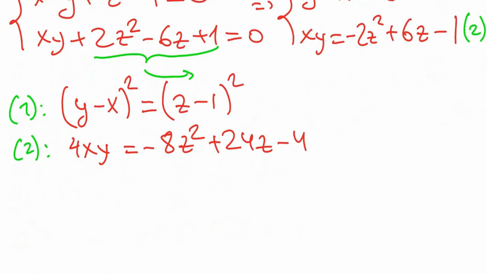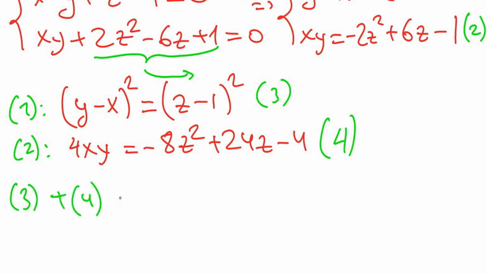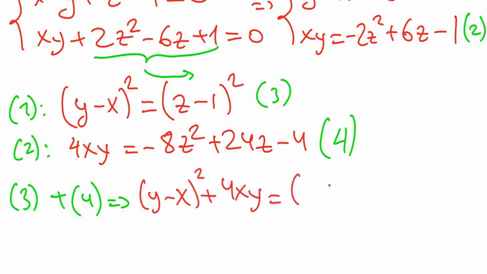Now again, let me label each equation. So this is equation number 3 and this one is equation number 4. Now I'm going to add equation number 3 and equation number 4. Then I will get y minus x to the power of 2 plus 4xy is equal to z minus 1 to the power of 2 minus 8z squared plus 24z minus 4.